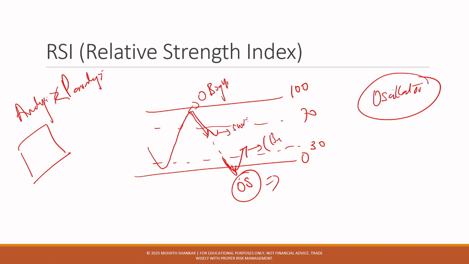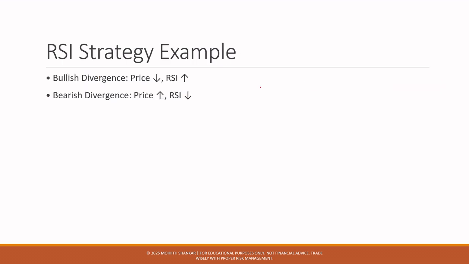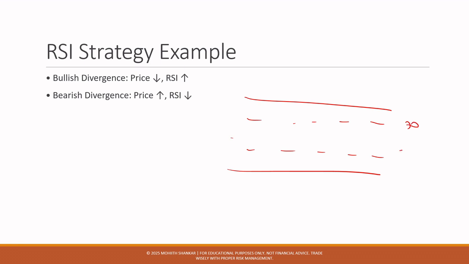Now one more important thing is divergence, which is important when it comes to intraday trading. All right, this I have already told you. So what is a divergence? For example, see here, I will show you the RSI. So this is 70, this is 30, this is 100, and this is 0.